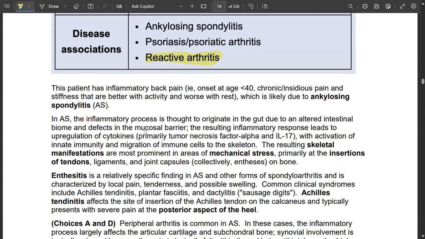Okay, the patient has inflammatory back pain. So if there's inflammatory back pain, sacroiliitis might have occurred, with onset at less than 40 years, chronic or insidious pain and stiffness that are better with activity and worse with rest. So better with activity and worse with rest. So there is some kind of autoimmune disease at play, most likely ankylosing spondylitis.